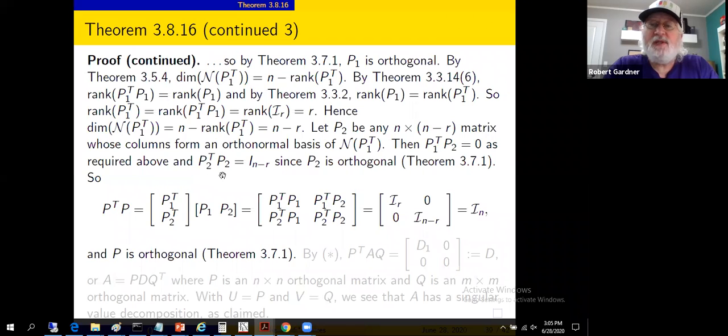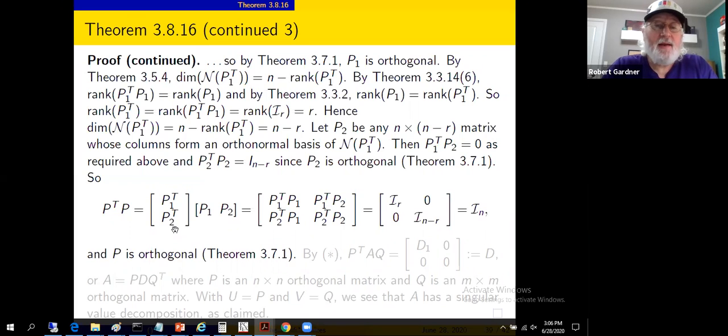P sub 2 times P sub 2 transpose, that'll be an identity of size N minus R. Why is that? We just made P sub 2 orthogonal by making its columns orthonormal. So we chose it to be an orthogonal matrix. There's your quote on that, Theorem 3.7.1, that thing we've used so many times. P2 transpose is P2 inverse. That's what that claims.